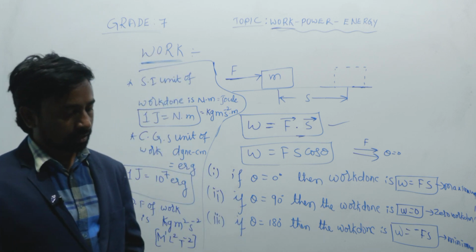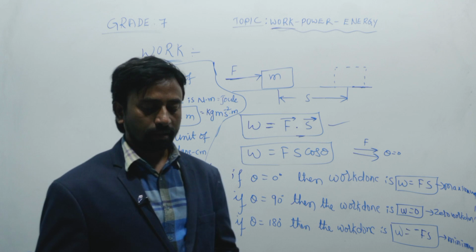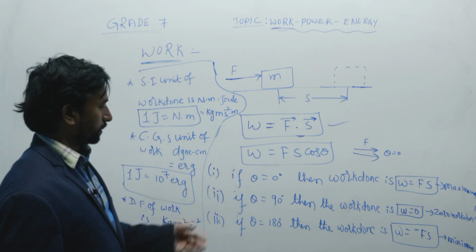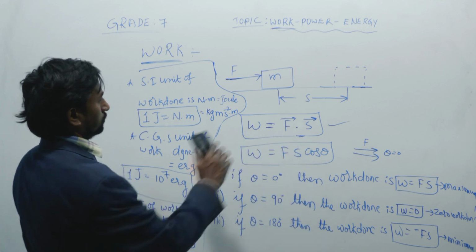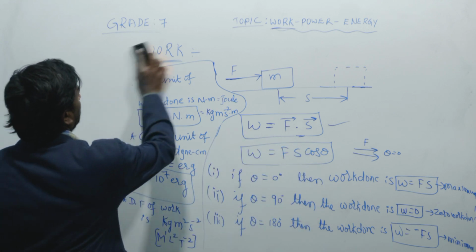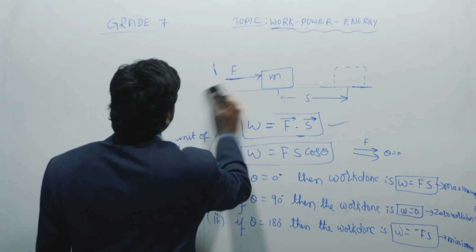Okay, now we will discuss positive work done, negative work done and zero work done. Using this we can write the formulas, and we will see the examples. Okay, so this is about the work, and types of work we will see here.